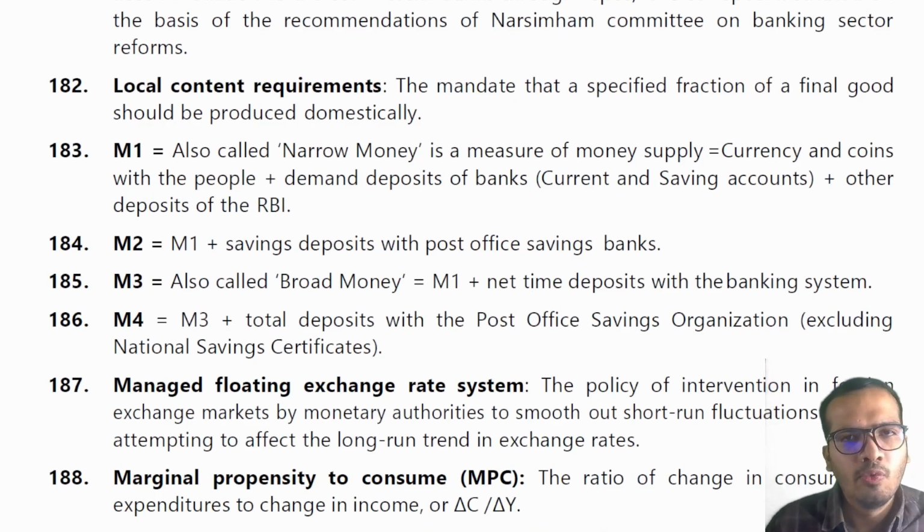Then we have number 182, local content requirements. So the mandate that a specific fraction of a final good should be produced domestically. Just like recently iPhone started producing their latest phone in India itself. Then we have 183, that is M1, which is also called narrow money, a measure of money supply that is calculated as currency and coins with the people plus demand deposits of bank, that is in current and saving accounts, plus other deposits of the RBI.